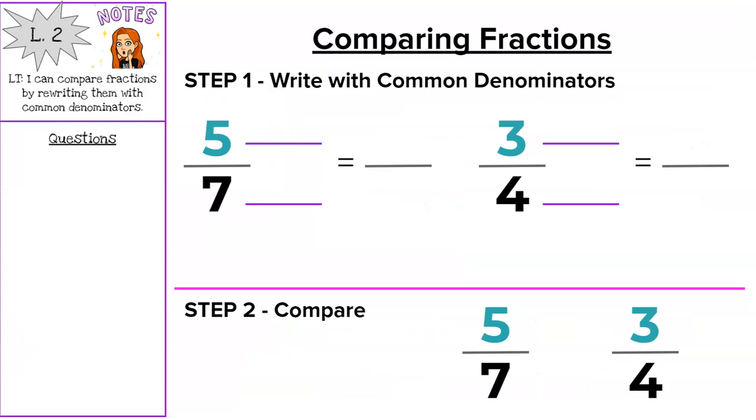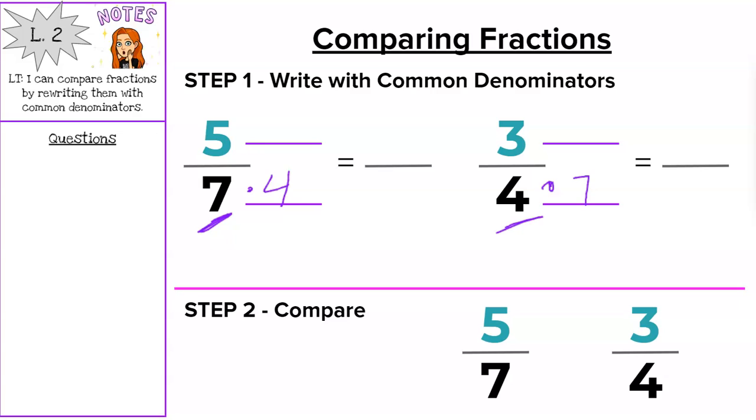All right, one last example for you guys. So again, we want to compare the fractions 5/7 to 3/4. So the first thing we have to do is write them with common denominators. So again, multiply the denominators by themselves. So 7 is one of the denominators, and 4 is the other denominator. So we're going to multiply 7 by 4 and 4 by 7.